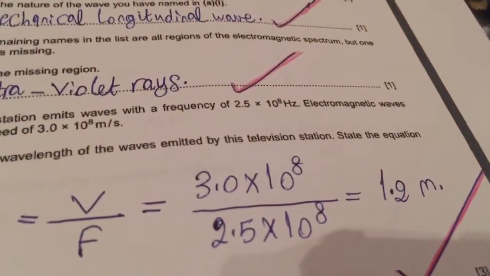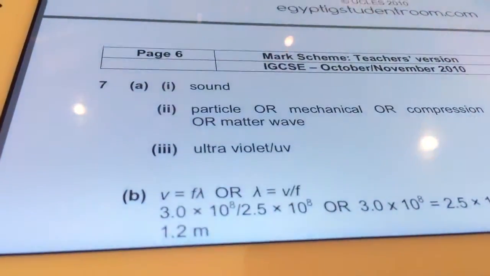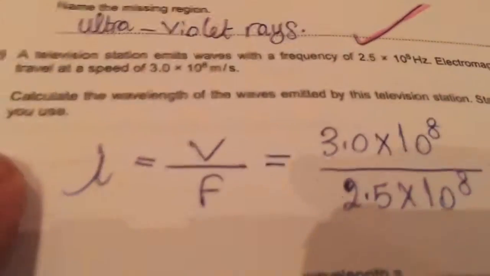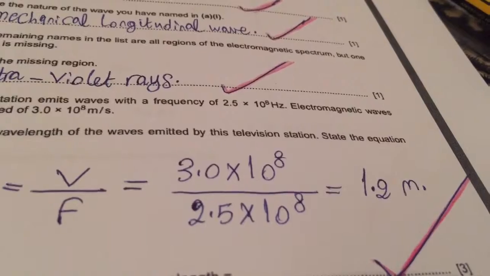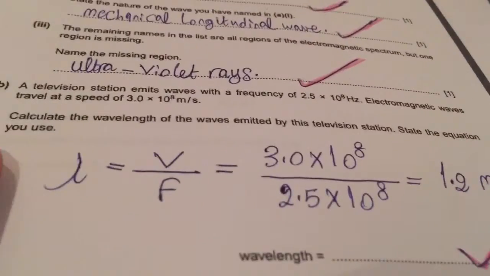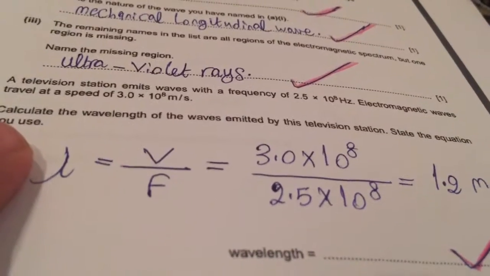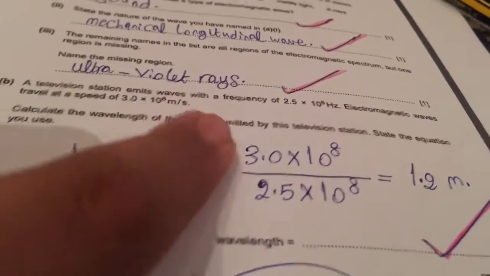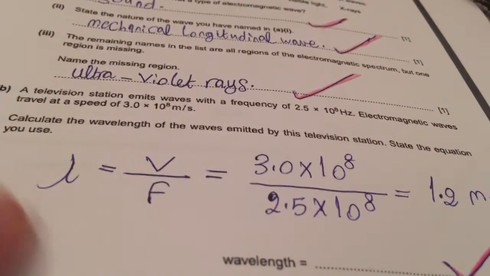The remaining part: name the missing region. Ultraviolet rays. They said ultraviolet, cool. A television station emits waves with a frequency of 2.5 times 10 to the power of 8 Hz. Electromagnetic waves travel at a speed of 3.0 times 10 to the power of 8 meters per second. Calculate the wavelength of the waves emitted by this television station. Say the equation you use.